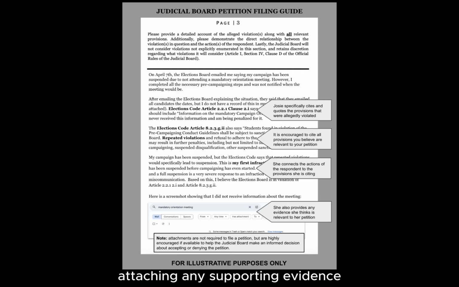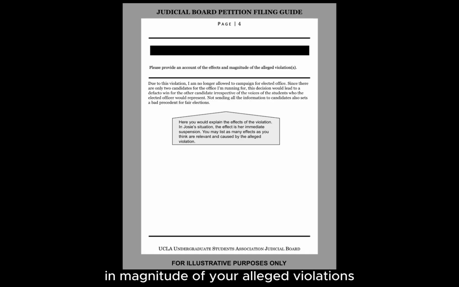Attaching any supporting evidence. If you have any supporting evidence in the form of documents or visual representations, attach them to the email. You will then be able to reference these items in your textual accounts. You will then report the effects and magnitude of your alleged violations, which in this example case is the risk to Josie's candidacy inflicted by her inability to campaign. Ensure that your explanation is as direct as possible, as the Judicial Board cannot make assumptions based on implied effects.